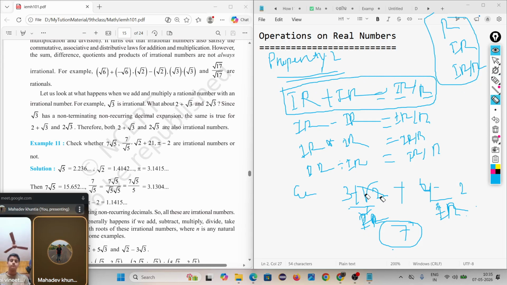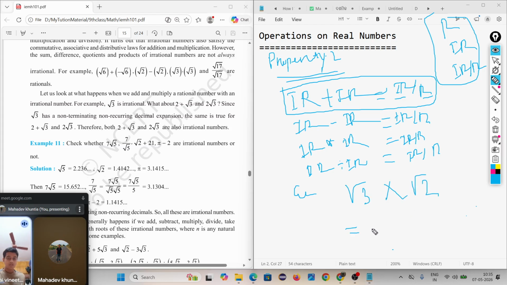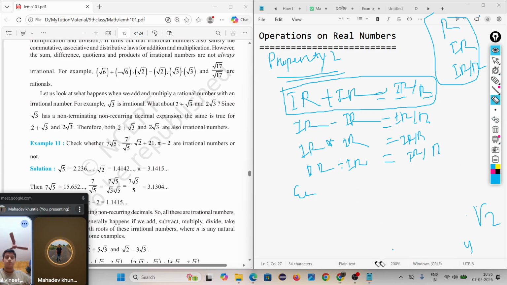Same thing for subtraction also. You can take your own example. For multiplication I am writing, look. Root 3 into root 2, your answer will be how much? Root 6. No need to apply anything. Same thing: root 2 into root 2, your answer will be how much? Root 4, or you can say 2. So in one case you are getting rational, in one case you are getting irrational.